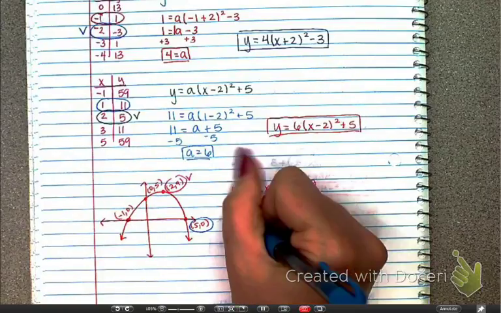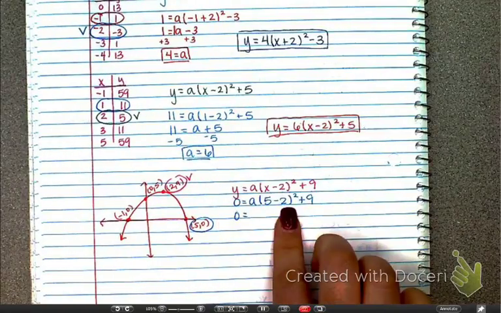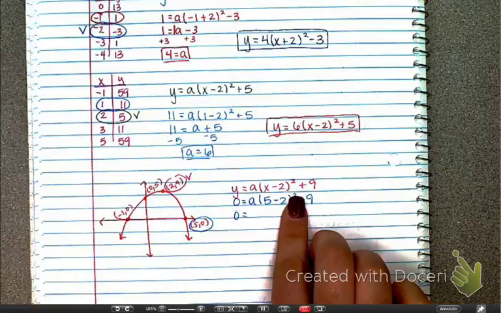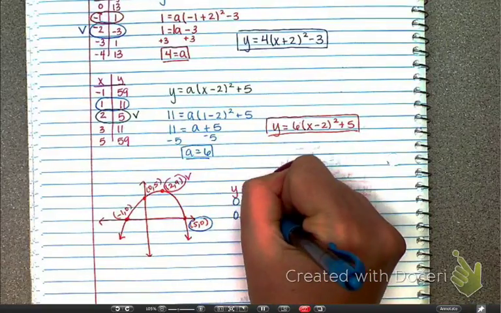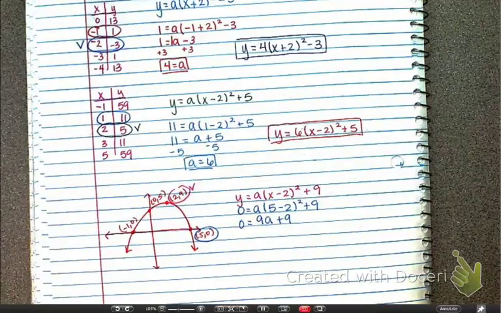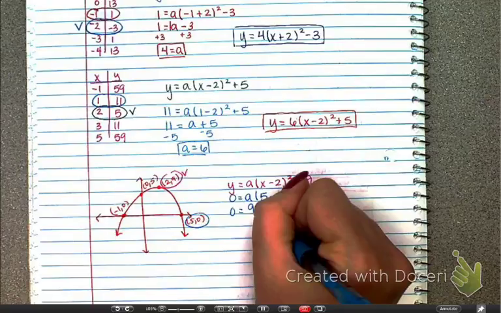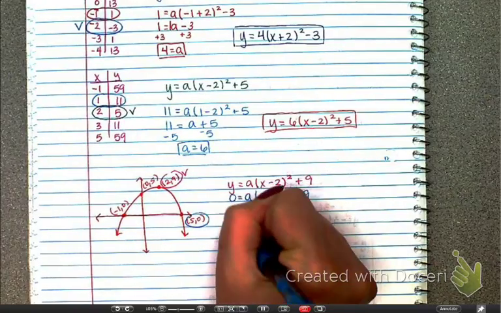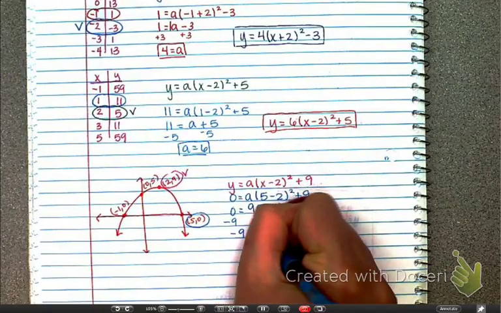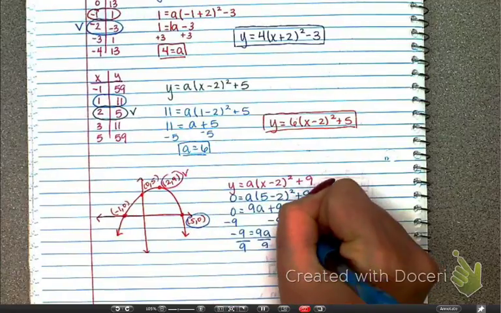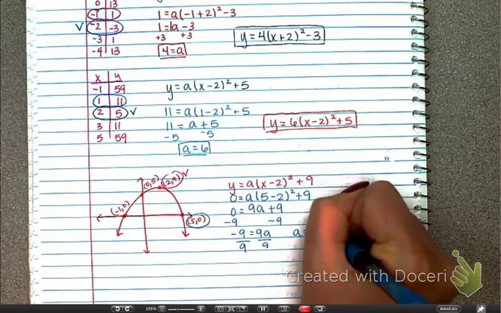So now let's simplify. 0 equals 5 minus 2 is 3. 3 squared is 9 times a is 9a, right? Plus that 9. What do I do to get a by itself? Subtract 9. Subtract 9, giving me negative 9 equals 9a. Divide by 9, a equals negative 1.